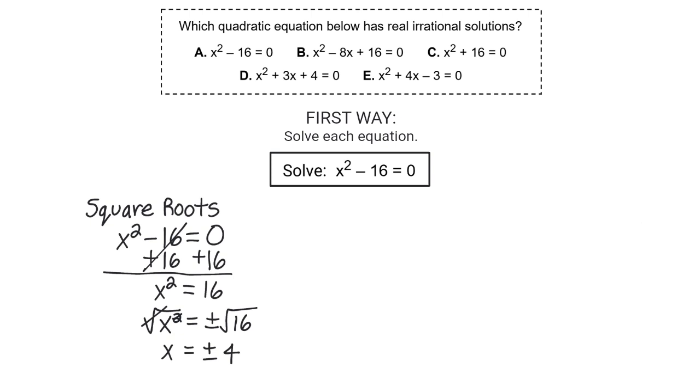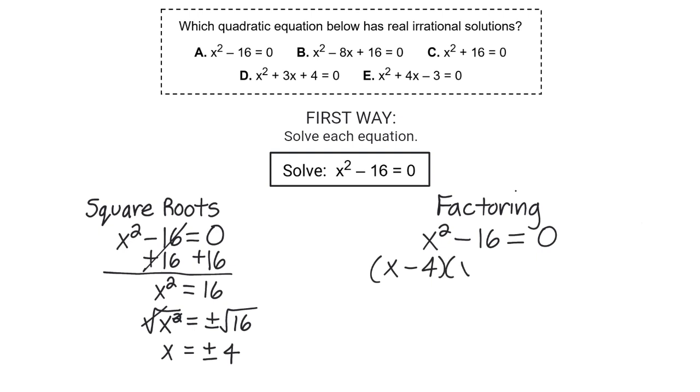Now the second way you could have solved this is by factoring. x squared minus 16 is what we call a difference of two squares. It can be factored as (x minus 4)(x plus 4). Now we have to find out what numbers will make each piece equal to 0. Some people can look at this equation and tell what numbers will make it equal to 0. If you're not sure, just set each piece equal to 0 and solve each equation.